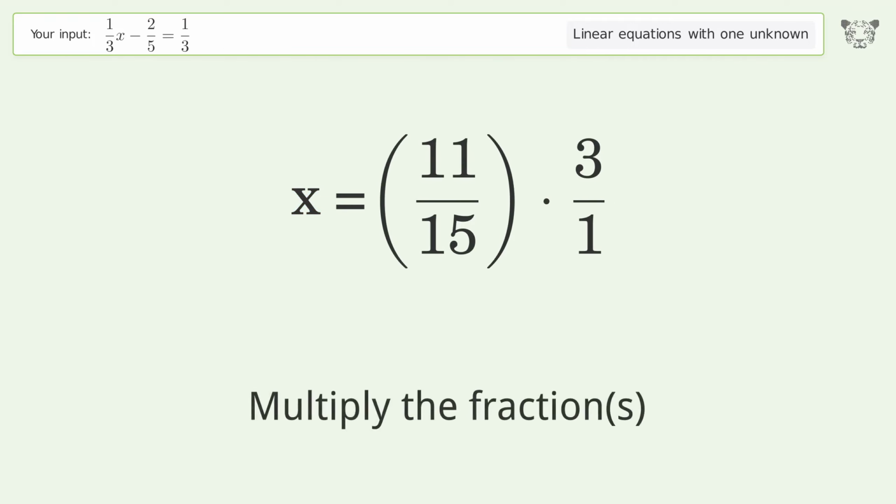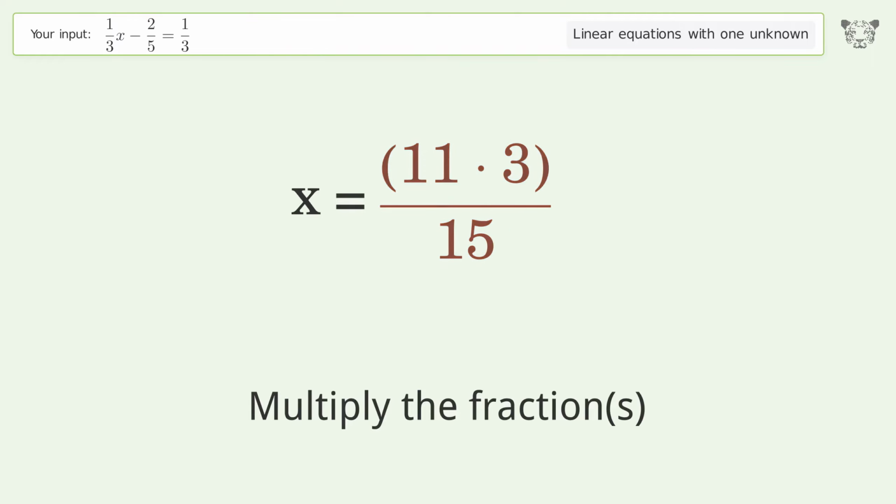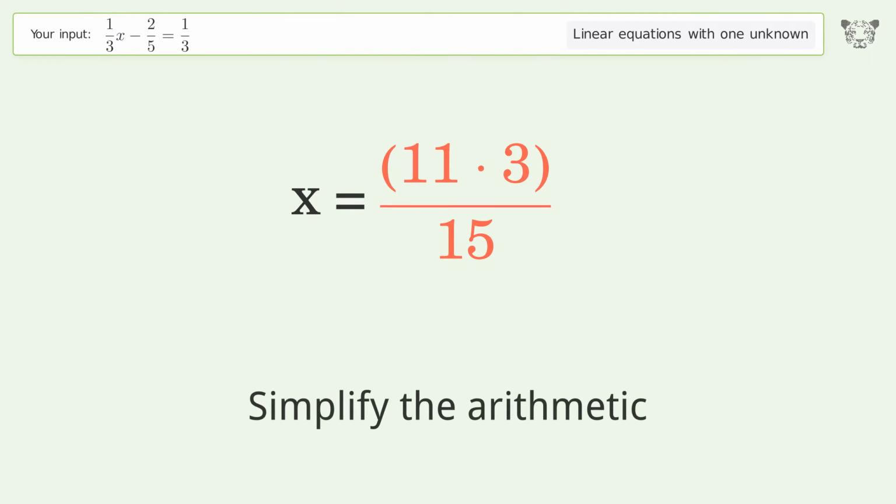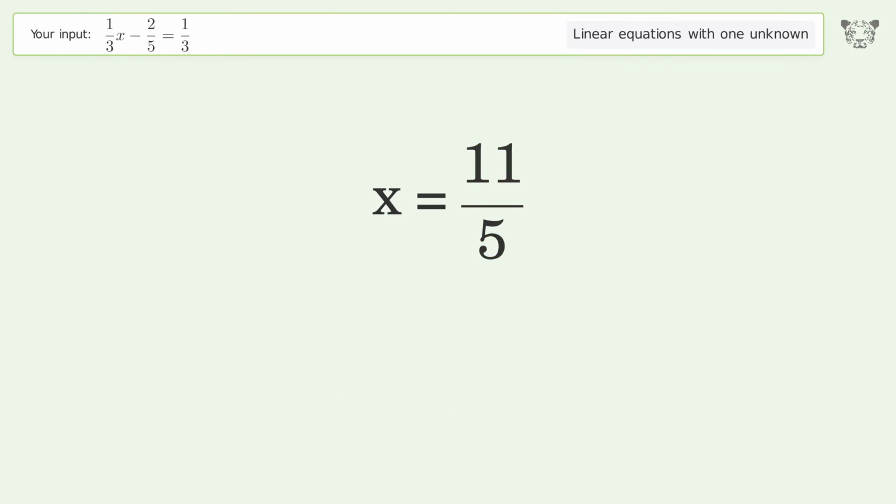Multiply the fractions. Simplify the arithmetic. And so the final result is x equals 11/5.